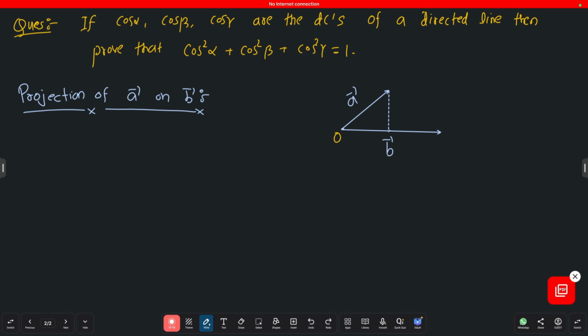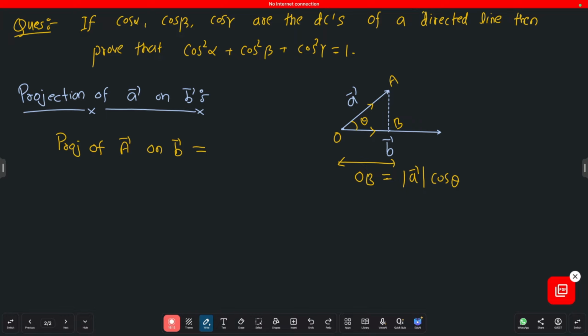Suppose this is O, capital A and capital B. So this OB length is called the scalar projection. OB will be given by mod A cos theta, where theta is the angle between A vector and B vector. This is very important.